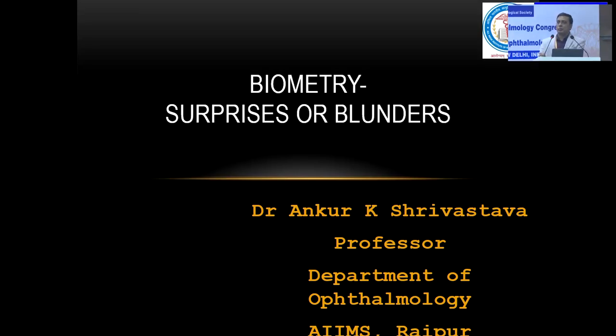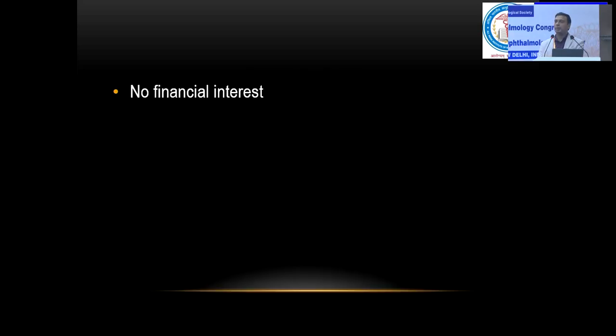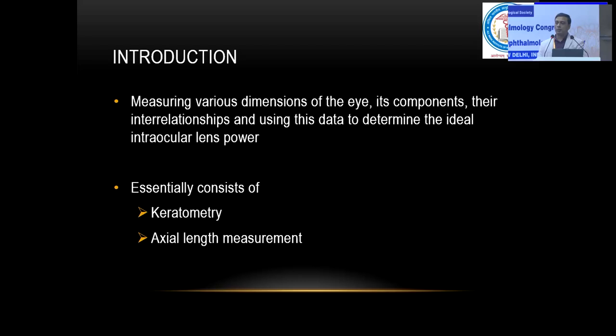So what we are doing, are we doing biometry giving us surprises, or are we doing blunders and surprising ourselves? That is what is important today. I have nothing to disclose financially in this presentation. So what it essentially means is measuring the various dimensions of each component, its interrelationship, and then using this data to determine the ideal intraocular lens power.